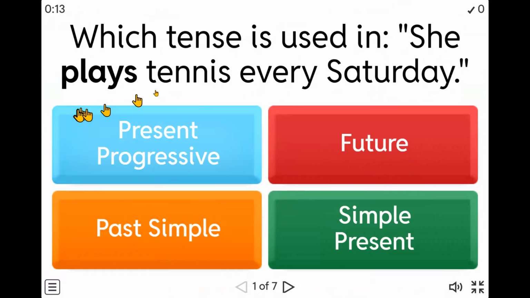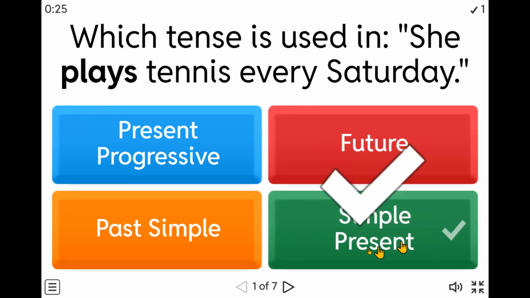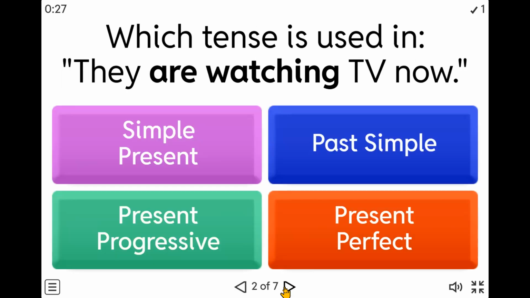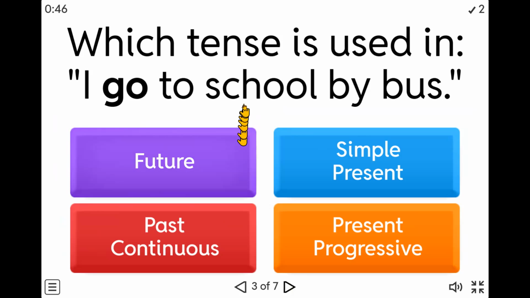She plays tennis every Saturday. It's a habit. Every Saturday. Plays. So it's a simple present. Okay? Then we'll just do four of these and log in to Kahoot. They are watching TV now. Right now, they are watching. Are watching. So it is, guess, A, B, C, D. Present progressive. Okay?